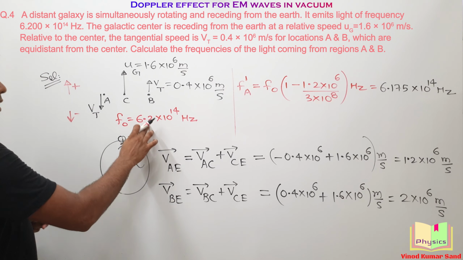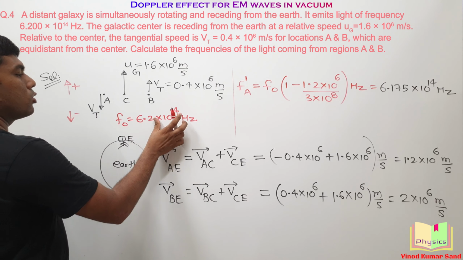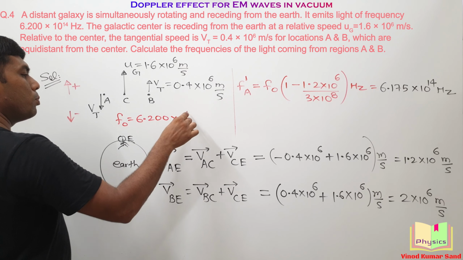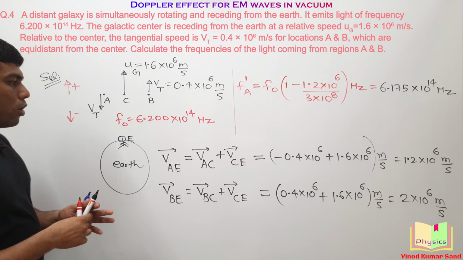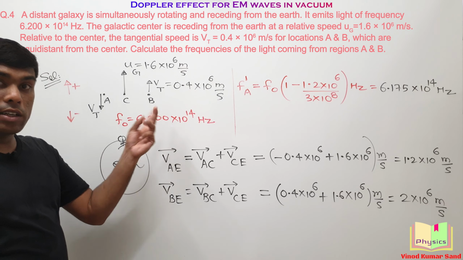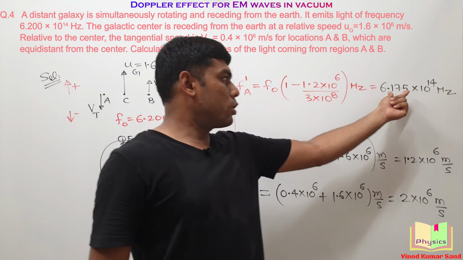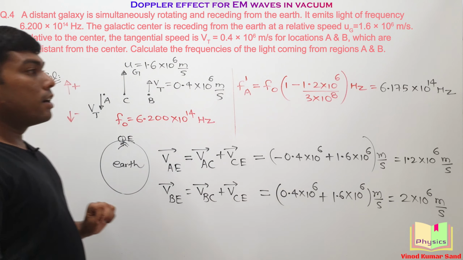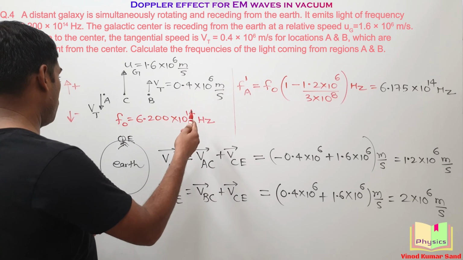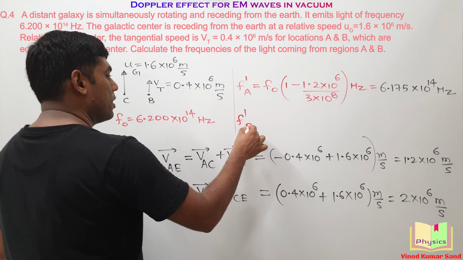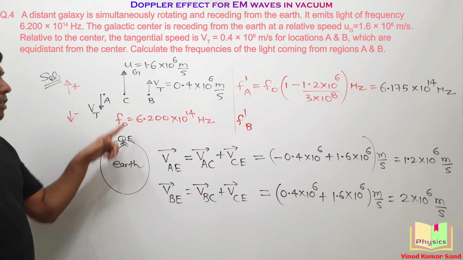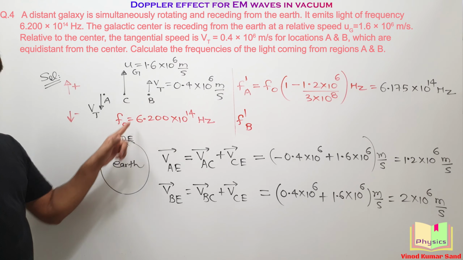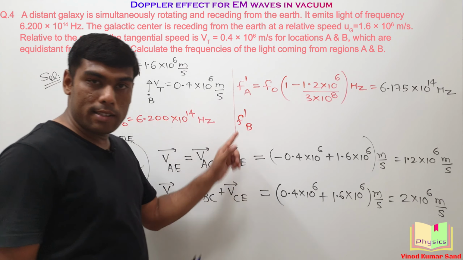This data, if you write in detail, is actually 6.200 into 10 to power 14 hertz. So after the decimal we have the availability of data up to 3 digits. So your answer should also carry the data after the decimal up to 3 digits. Got it? Now going for f dash b. This observer will measure some frequency for the EM waves sent from point B, which I am writing as f dash b.